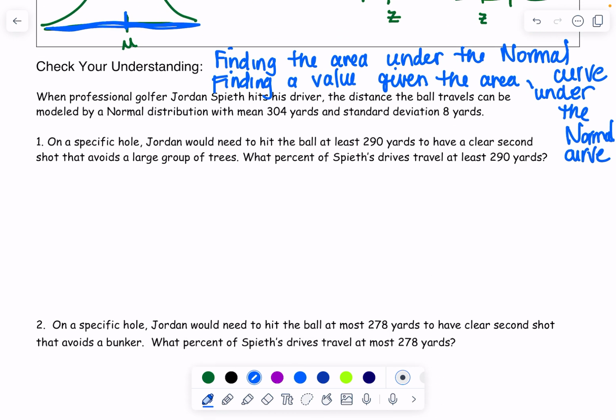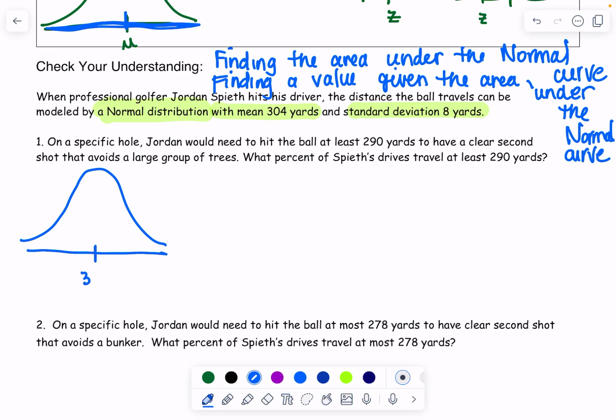When professional golfer Jordan Spieth hits his driver, the distance the ball travels can be modeled by a normal distribution with a mean of 304 and a standard deviation of 8 yards. So these are the 3 tidbits of information that you need to know in order to work this problem. It says on a specific hole, Jordan would need to hit the ball at least 290 yards to have a clear second shot that avoids a large group of trees. What percent of Spieth's drives travel at least 290 yards?